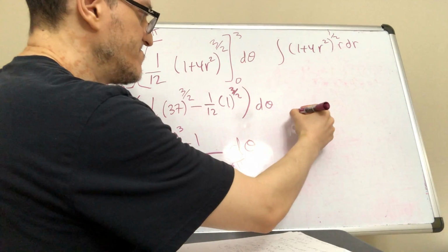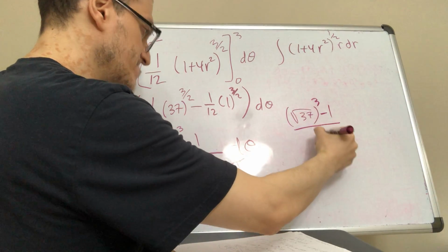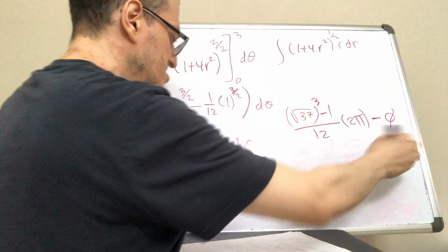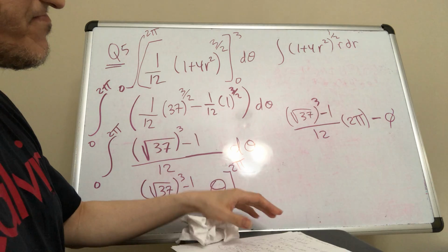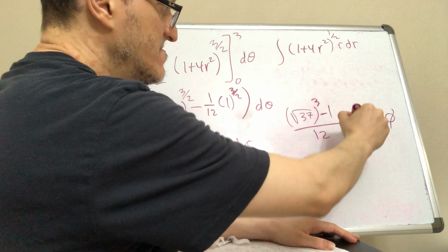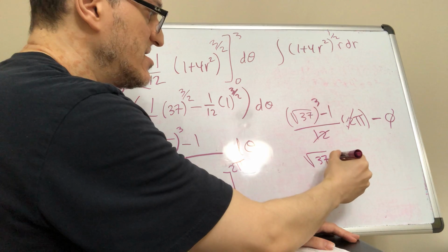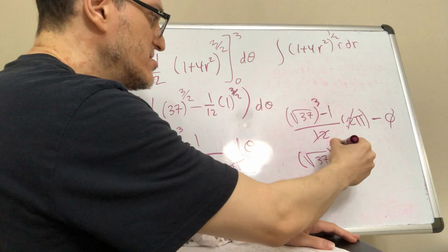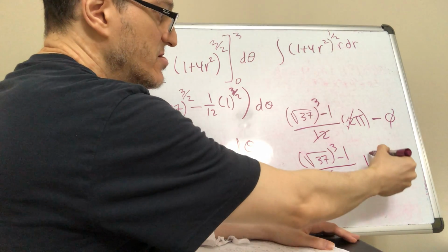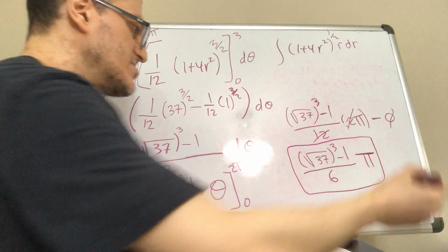Plug in the 2 pi, minus, and the 0 will give you 0 everywhere. You can cancel the 2 with the 12, make it 6, so the final answer is the root of 37 cubed minus 1 over 6, times pi. This is the final answer for the question.